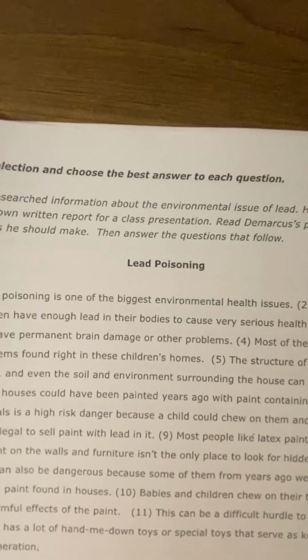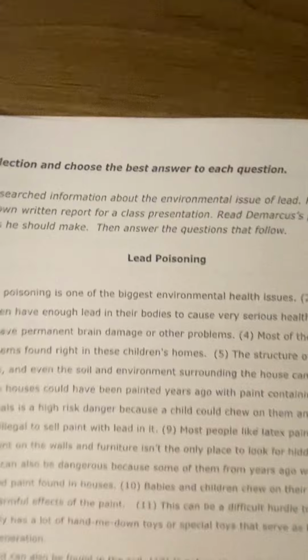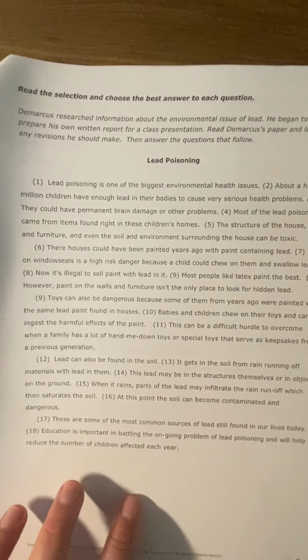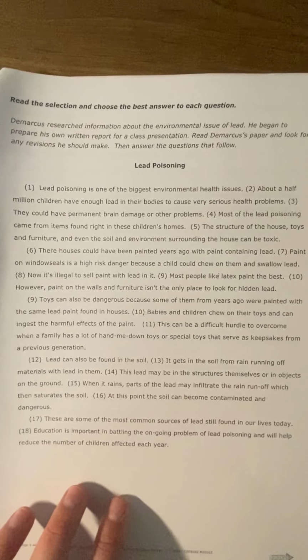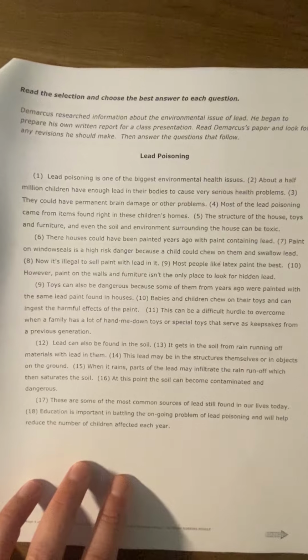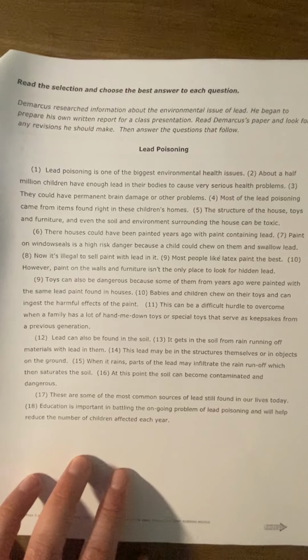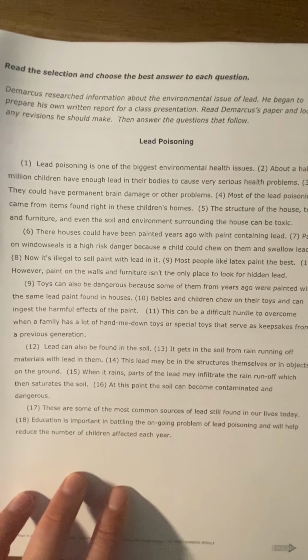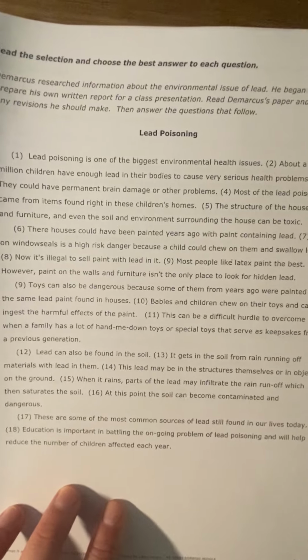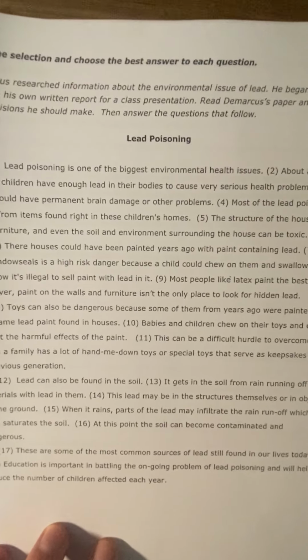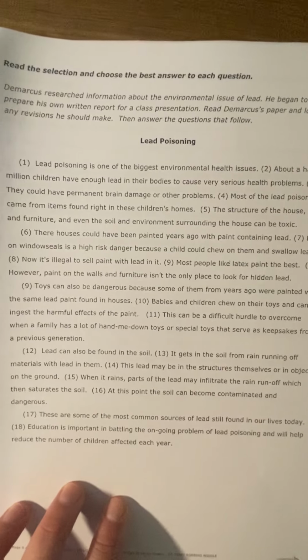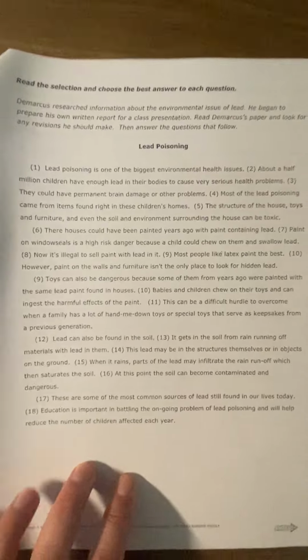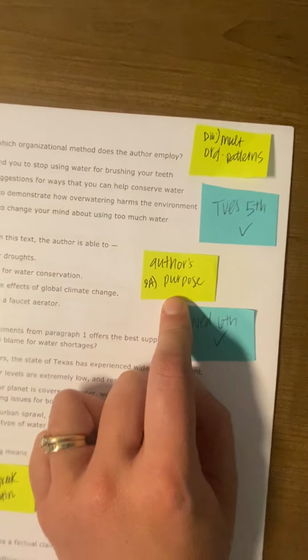This is a released STAAR test that I printed off for my kiddos about lead poisoning, and always pre-read everything before you give it to your kids. Think about the words that are going to be sticky for them. Listen to them as they read it, the ones that they stutter on, that they say, "That's a weird word, what is that?" Stop and talk about it. Well, that's what that word means. There's another vocabulary word.